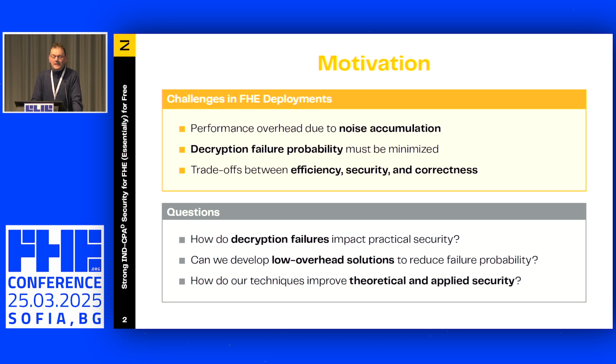And what does that mean? It means that in practice, if you want to have security in that IND-CPAD model, you have to lower that failure probability to very, very low. Typically, if you want to target 2^-128 bit security, you should have something similar for the correctness.